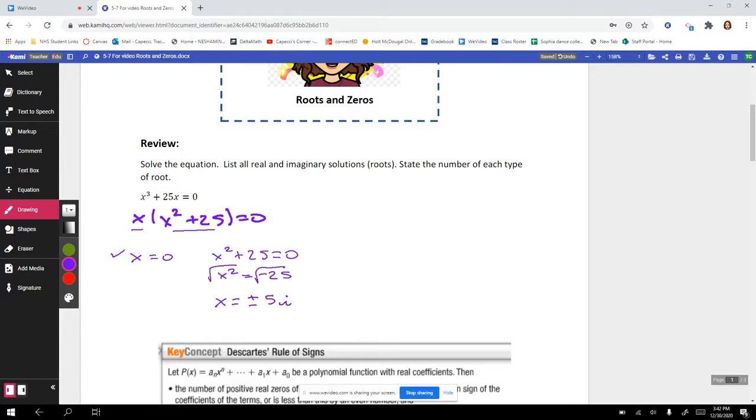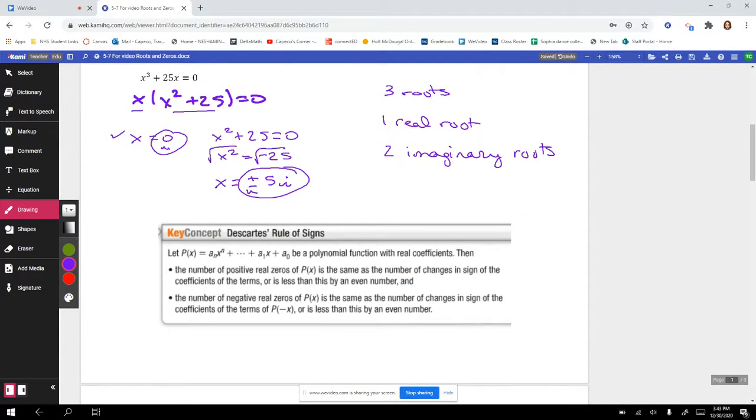So in this case, there are 3 roots, right? We have 0, and then we have plus or minus 5i, so we have 3 roots total. This 0 is a real root, so we have 1 real root. And because of the i's here, and we have plus or minus, we have 2 imaginary roots. Okay, we're going to need those roots as we go forward in this lesson.